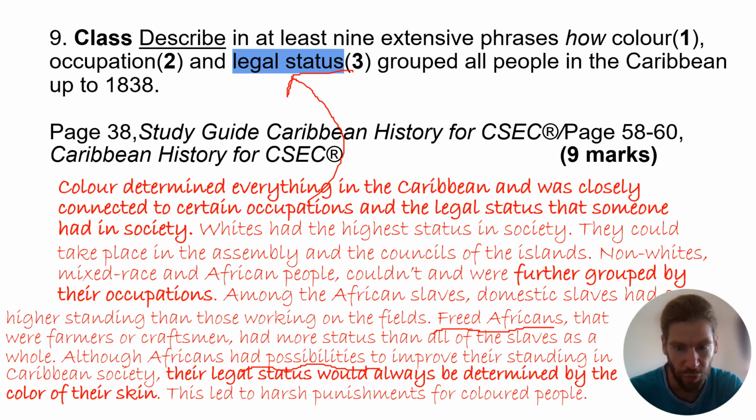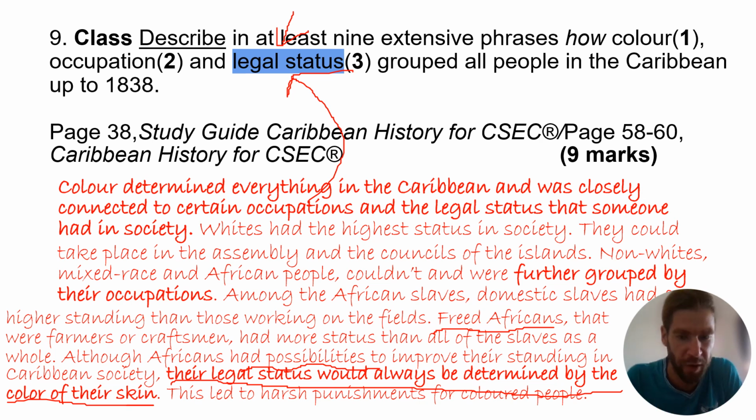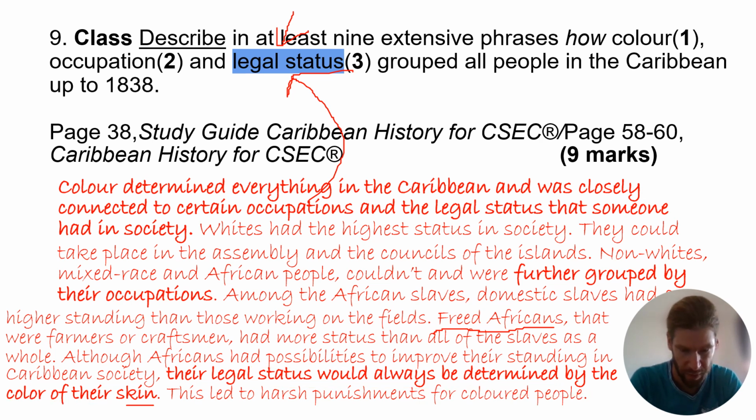Their legal status would always be determined by the color of their skin. And when we look at their legal status, this would always be determined by the color of their skin. This led to harder and harsher punishments for colored people. Just because of the color of their skin, their legal status was different from white people.